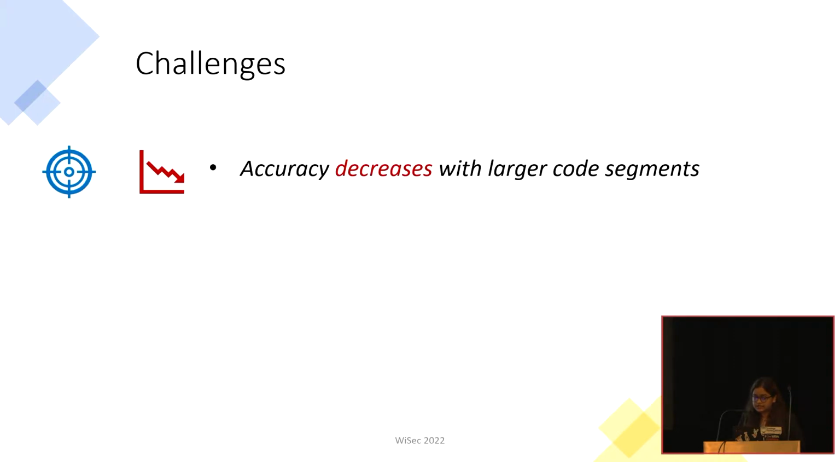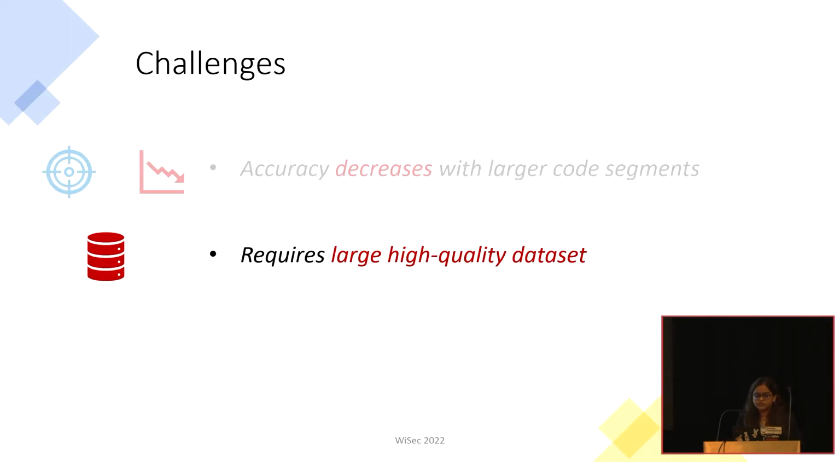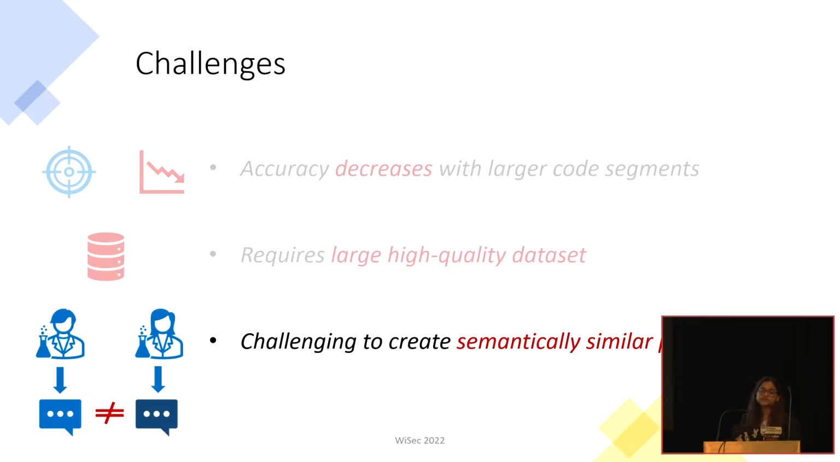However, we faced some challenges, such as the accuracy decreasing when the length of code increases. Also, if we want to train a large deep learning network, we require a high-quality large dataset that is, one, time-consuming to annotate, and two, requires huge manual effort. Moreover, privacy perception may vary from individual to individual. In this case, creating semantically similar privacy captions for a certain code segment can be challenging.